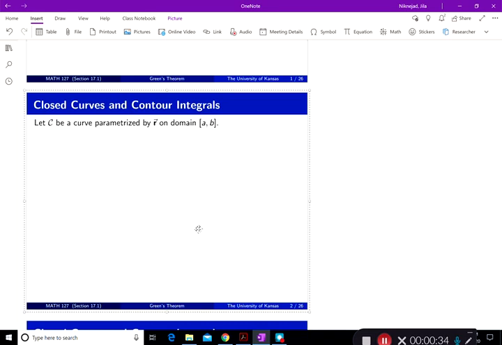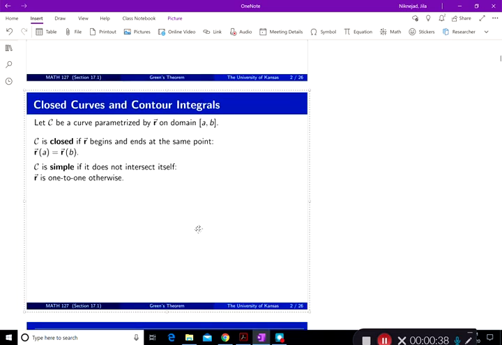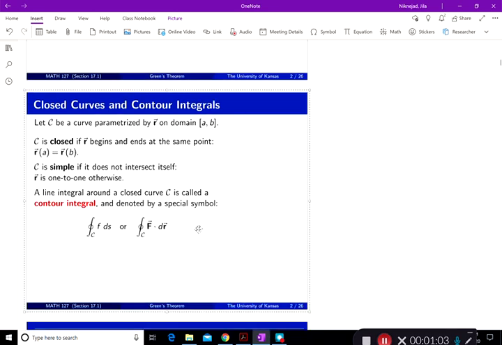Let C be a curve parameterized by r on the domain [a, b], and C is closed if r begins and ends at the same point. That is, r(a) equals r(b). We've seen this one before. C is simple if the curve doesn't intersect itself, and that makes r a one-to-one function.